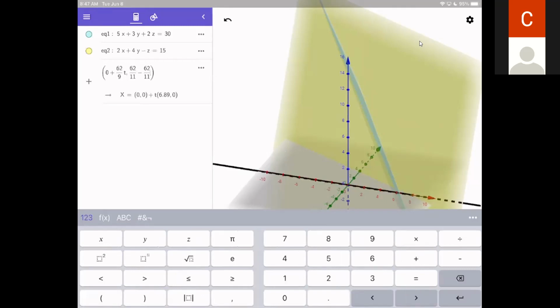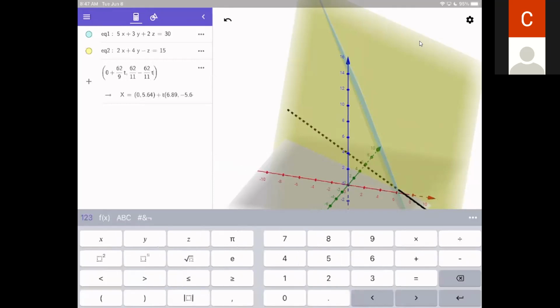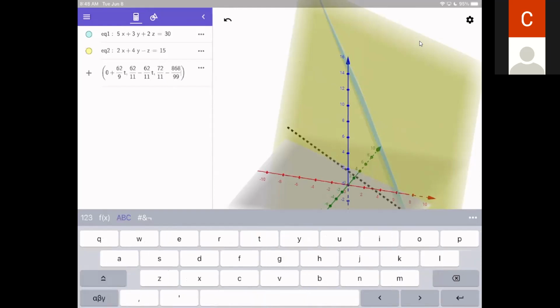Feels like we're taking too much time with this, but it's kind of satisfying to see it, I think. I find myself wanting to see it. And then the last one, 72 divided by 11. Move that to the right, say plus, except I think it was minus 868 divided by 99. Throw a t on that, and I think this is what it liked yesterday.